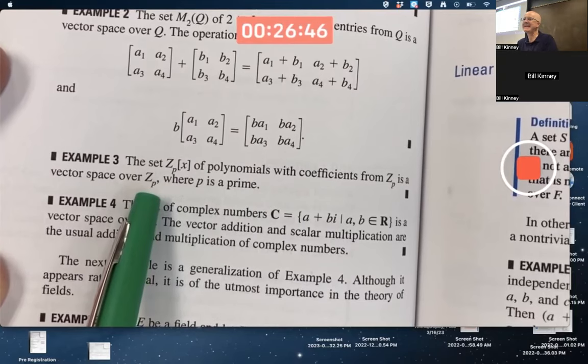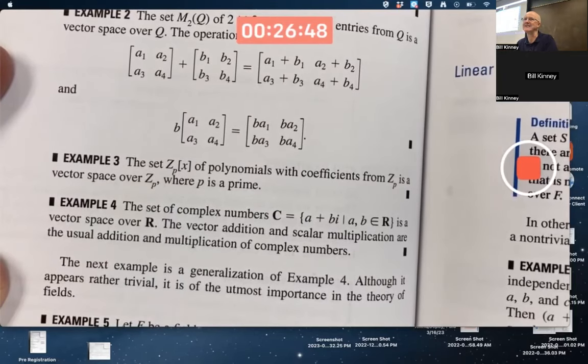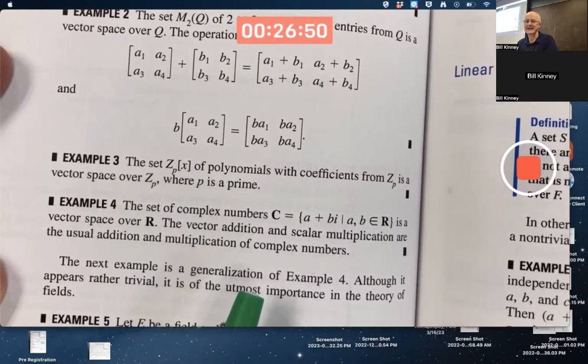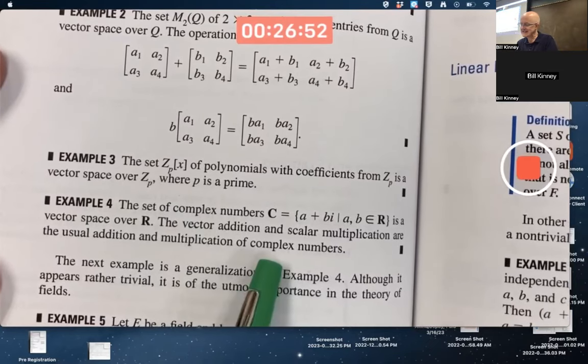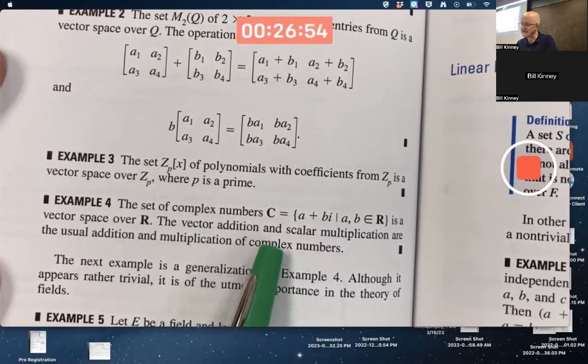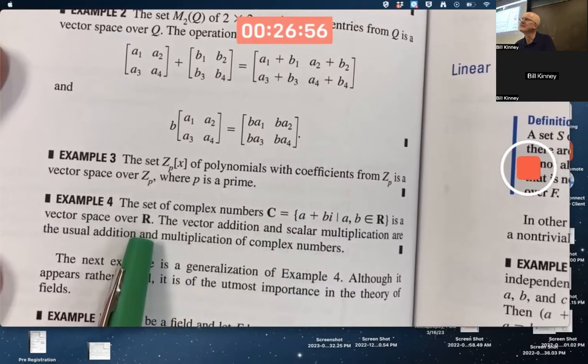Is it a big deal making that kind of subtle distinction? Maybe not, but we want to be technical about it. See, this is the field of complex numbers. It's a vector space over R.